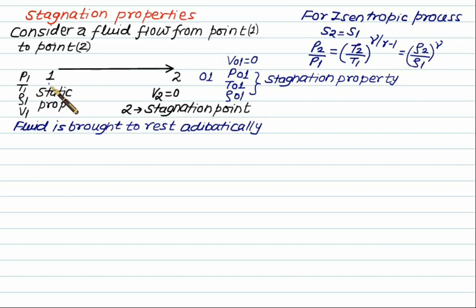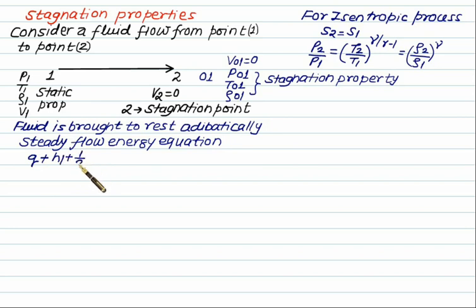Since the fluid is moving from 1 to 2, we apply the steady flow energy equation, which is Q plus H1 plus 1 by 2 V1 square plus GZ1 equal to W, that is the specific work, plus H01, the enthalpy at point number 2, hereafter represented by suffix 01, plus 1 by 2 V01 square plus GZ01. Now because it's an adiabatic flow, Q will be equal to 0 and there are no moving parts, so work will be equal to 0. The change in potential energy is neglected, so Z1 cancels with Z01.